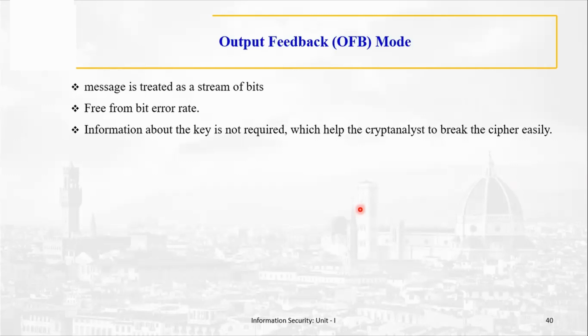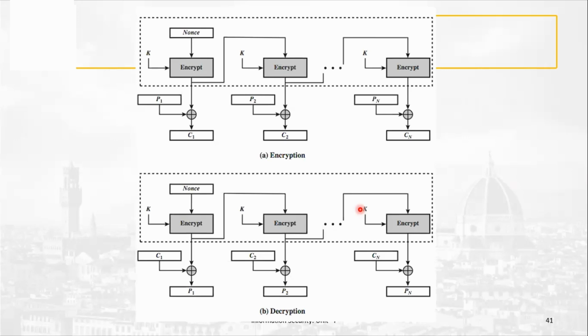And because of these problems, now we are moving to the next operating mode, that is output feedback mode. Okay, let me give you what is happening here. I hope you have understood all the concepts that we have seen up till now. Any doubts? So can you once again explain how do we secure the IV?